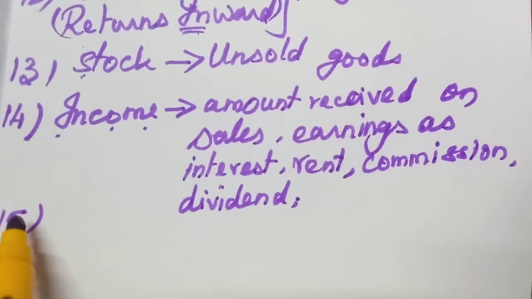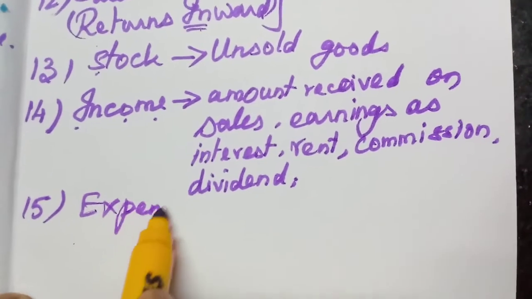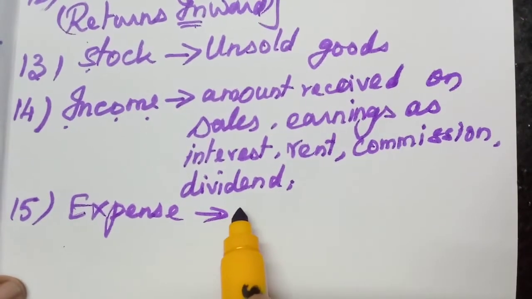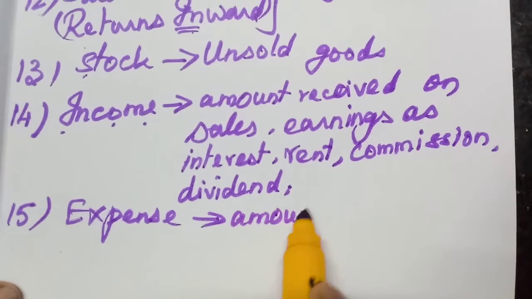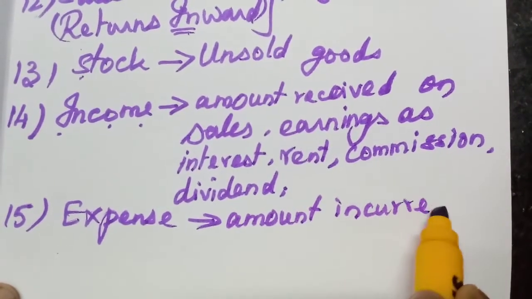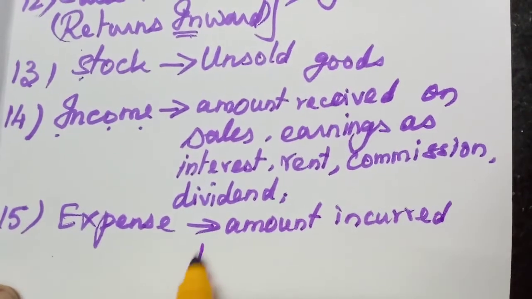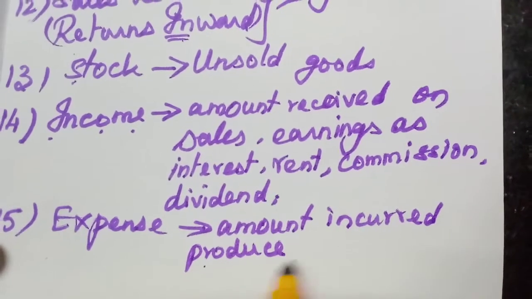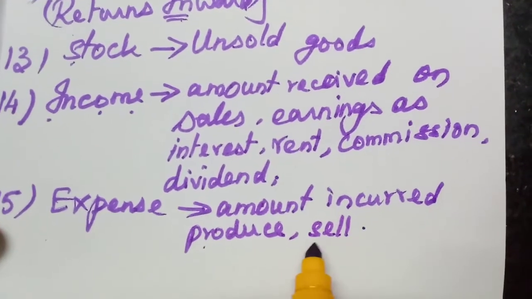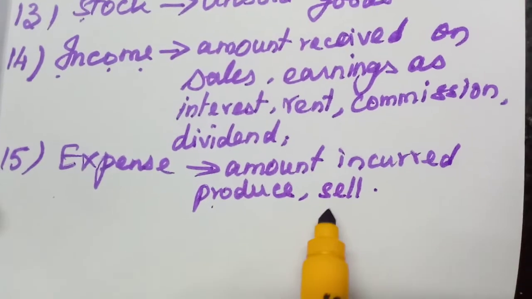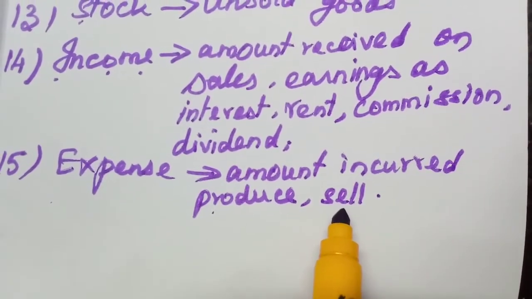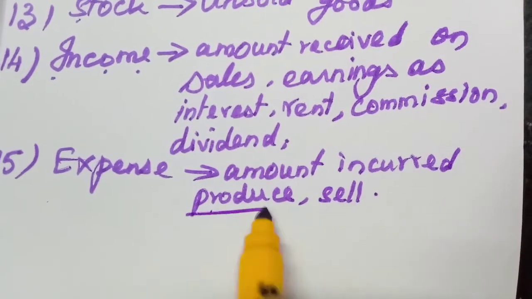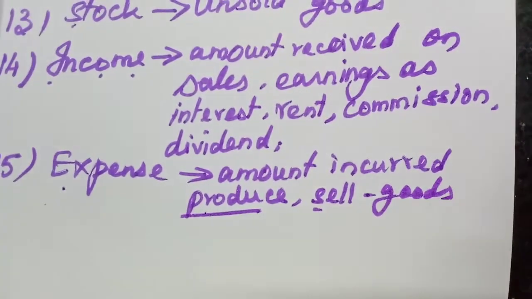Understood? Then the next term is expense. What are expenses? All the amount incurred, we have spent, isn't it? That we call as incur. Incurring loss, we say. Amount incurred in order to produce or sell the goods. We have to spend a lot of amount to produce some goods. Or in order to sell the goods, we have to do packing, or take them to the market, and we have to spend some amount. All these are called expenses. The amount incurred by a business concern in order to produce or sell goods is called expense.